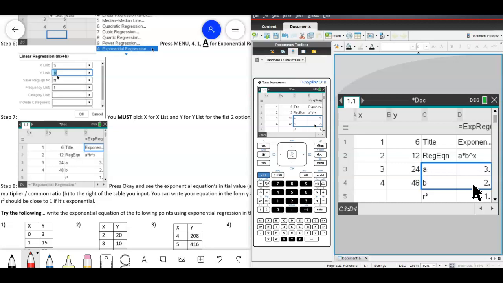But A is 3, B is 2. As long as you know the formula, you'll be good. And it says it right above it. It tells us A times B to the X. Isn't that what we've been doing? Exponential. A times B. So there's your A, there's your B. Could you write the formula?